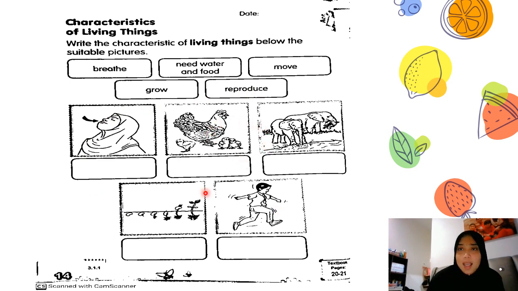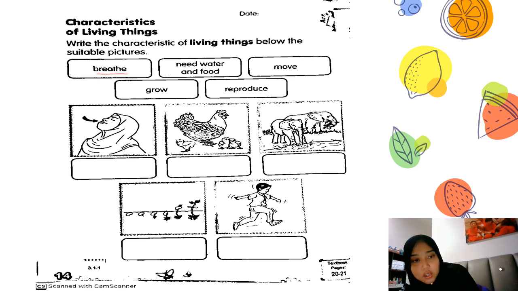So when you get the answer already, you have to write the correct word into the correct blanks. Now let's take a look at the first one. Breathe. Which picture shows breathe? The first one, isn't it? So you have to write breathe here.